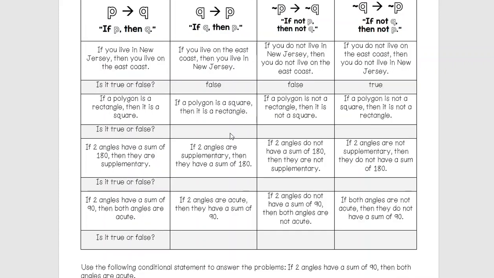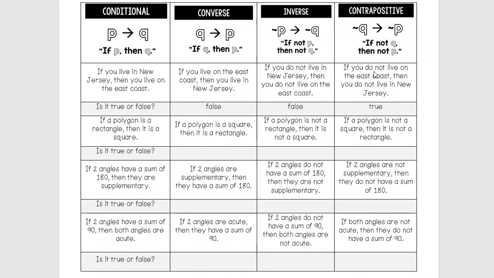So these are the statements that we get when we turn these into the converse, inverse, and contrapositive. Now we have to determine whether they're true or false. If a polygon is a square, then it is a rectangle. This is true because to be a square, you have to have all the properties of a rectangle. If a polygon is not a rectangle, then it is not a square. Squares can all be called rectangles, so this would be true because if it can't be a rectangle, then it's not a square.